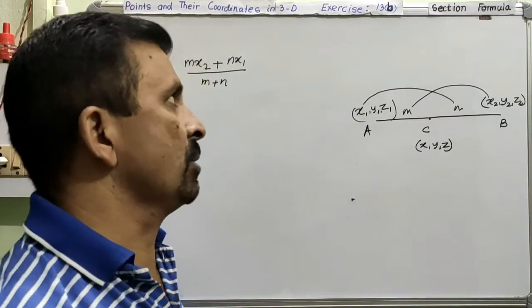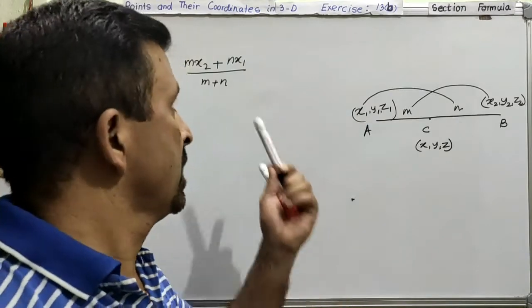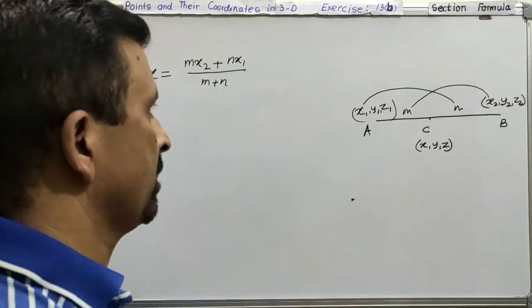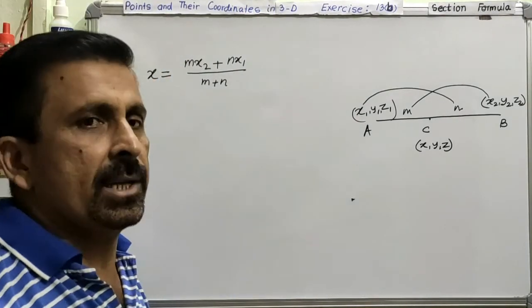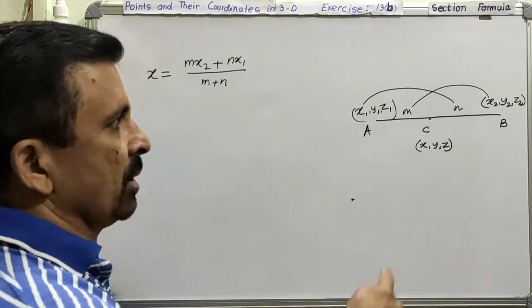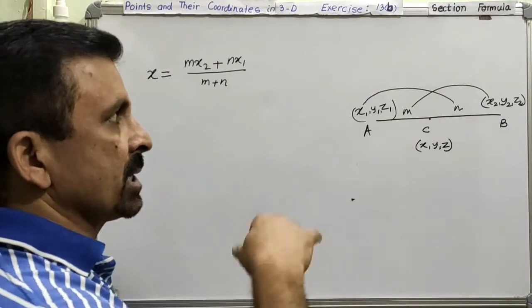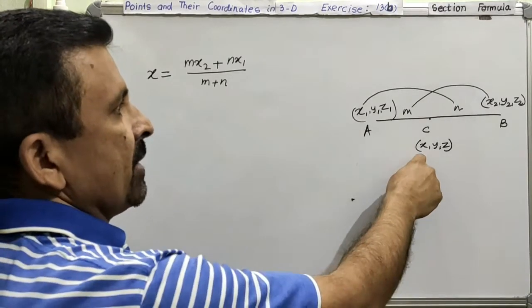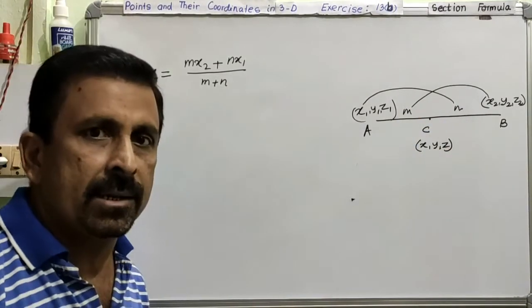Same way you have calculated the section formula in class 11 also, using exactly the same formula, right? The difference between the 2D and 3D is, in 2D you had only the 2 coordinates, so you calculated only the value of x and y. Now this is 3D, so you will be calculating the value of all the 3 coordinates x, y and z.